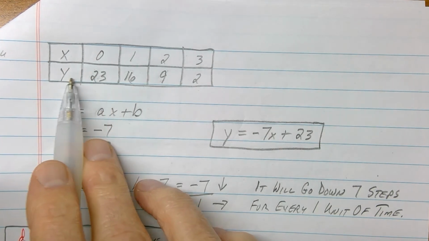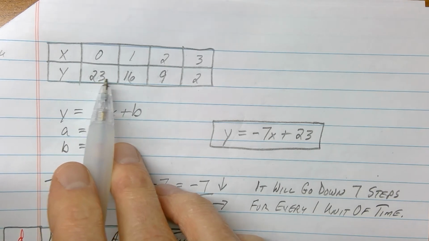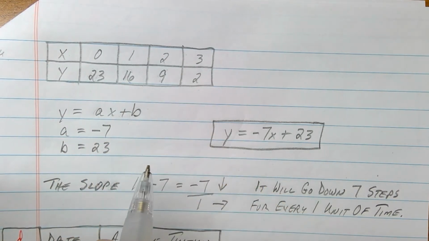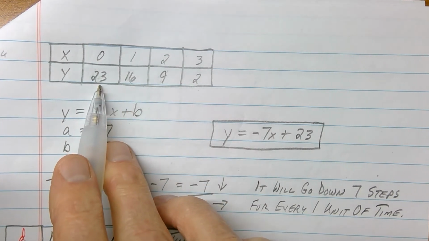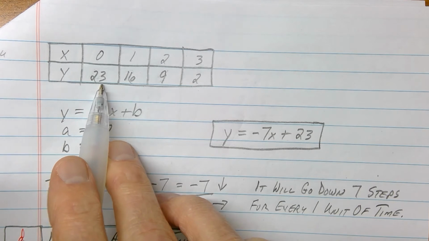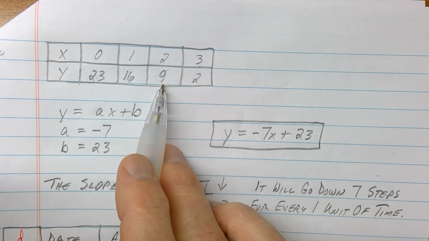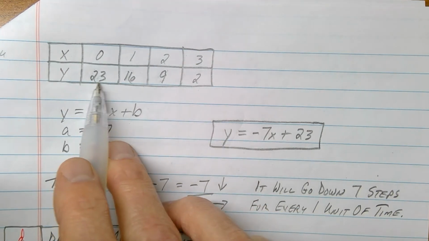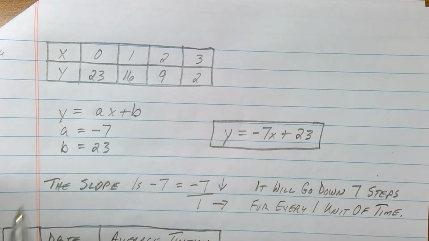All right, let's call these cows. The number of cows I had is less after each year or week or day or whatever goes by. So maybe I started out with 23 cows. That's my initial value. Maybe 1 year later, I only had 16 cows. And 2 years later, I only had 9 cows. And 3 years later, I only had 2 cows. I have fewer and fewer and fewer cows as time goes by.